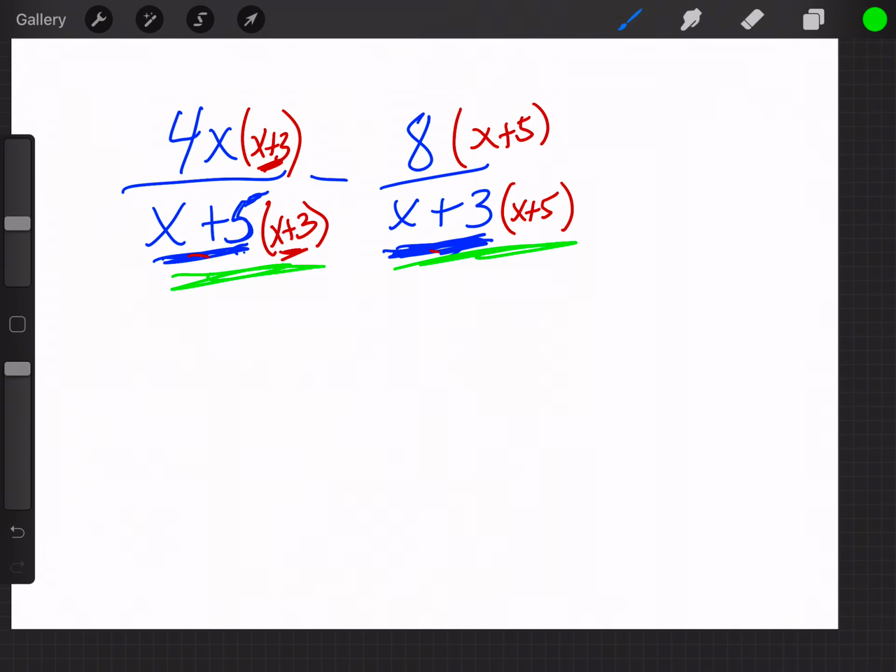They have the same denominator now. So what is my common denominator? It's x plus 5. Hope y'all can see that green. If not, just tell me. Anybody can't see the green? All right, good.